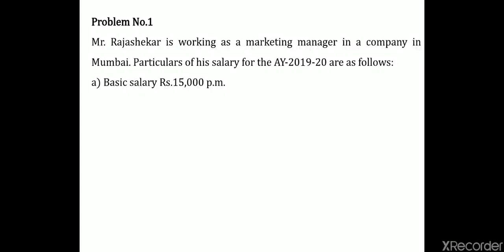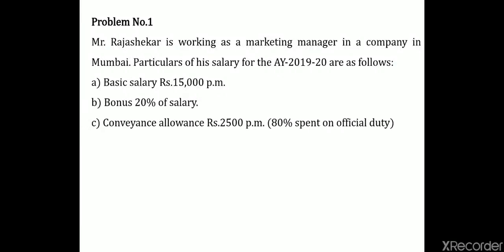Next, bonus, 20% of salary. The bonus is equal to 20% of the basic salary. The basic salary will be 15,000 into 12, that is 1,80,000. In that 1,80,000, 20% will be the bonus. So 1,80,000 into 20%.